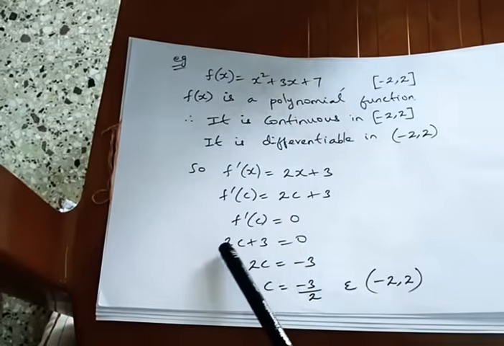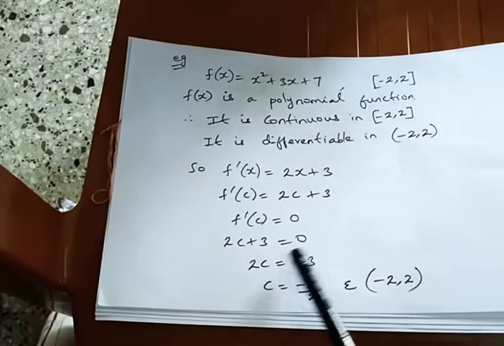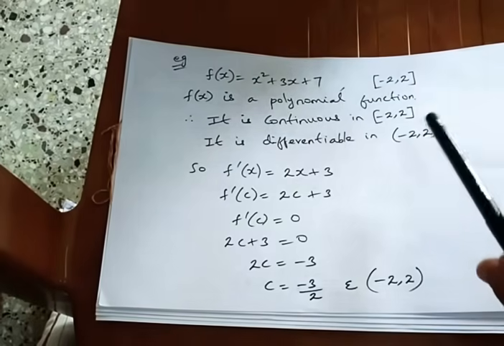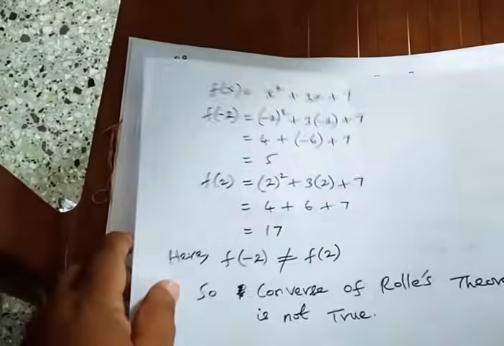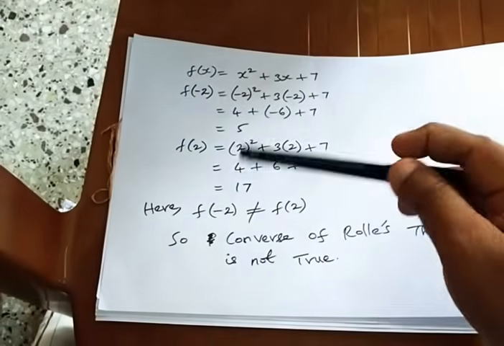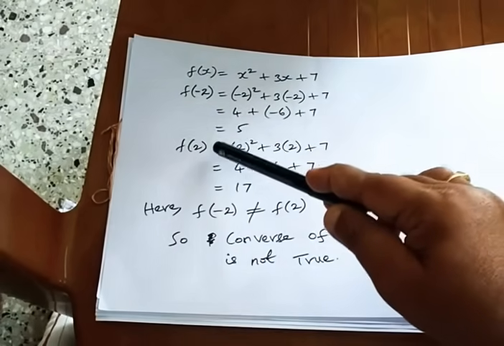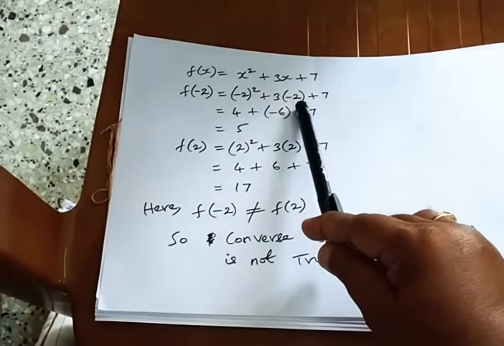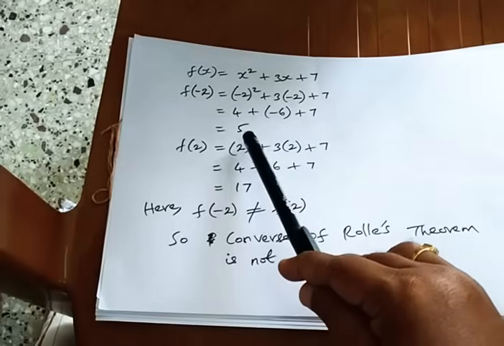Now equate it to 0. So f dash of c is equal to 0. So 2c plus 3 equal to 0. So 2c is equal to minus 3. So c is equal to minus 3 by 2. So minus 3 by 2 belongs to the interval (-2, 2). Now f of x is x square plus 3x plus 7. We have to check whether f of minus 2 is equal to f of 2. So f of minus 2 is (minus 2) square plus 3 into minus 2 plus 7. So 4 plus minus 6 plus 7 gives 5.